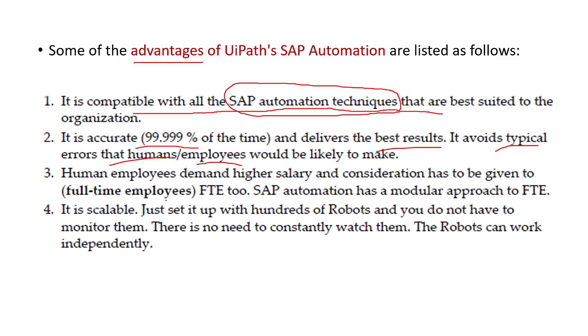And obviously, to make it simple: previously, industries were depending on human employees to carry out these tasks, but now organizations or industries are using SAP automation techniques, thereby adopting a modular or scientific approach to do the job done by a full-time employee. Clear? Okay, and obviously it is scalable. As the workload increases, you deploy more robots, that's it. And increasing or decreasing the number of robots is not a hectic task here.